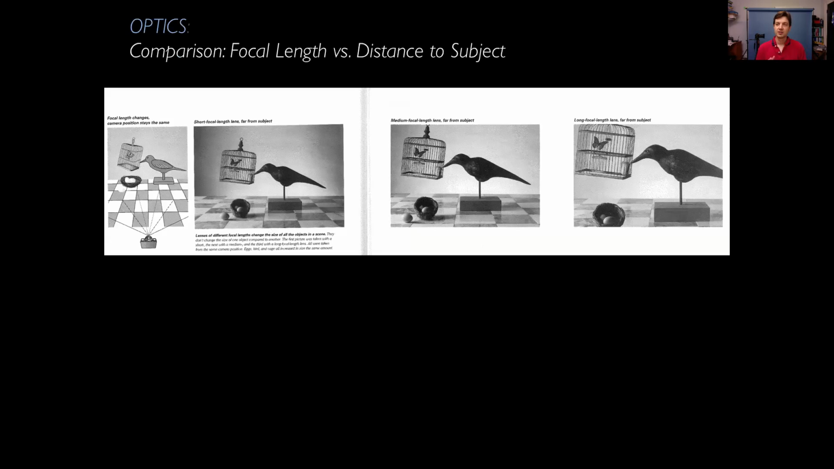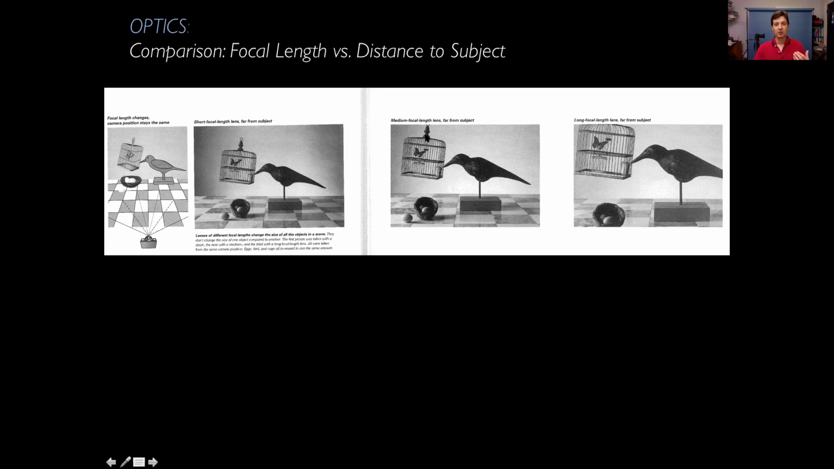One other thing I'd like to talk about with optics is the comparison of focal length versus distance to subject. So how does the image look different if I change my focal length? Well, here's an example. If I stand in one place and go from a wide-angle lens, taking in this bird nest, this bird sculpture, and this bird cage, it looks like this on this floor.